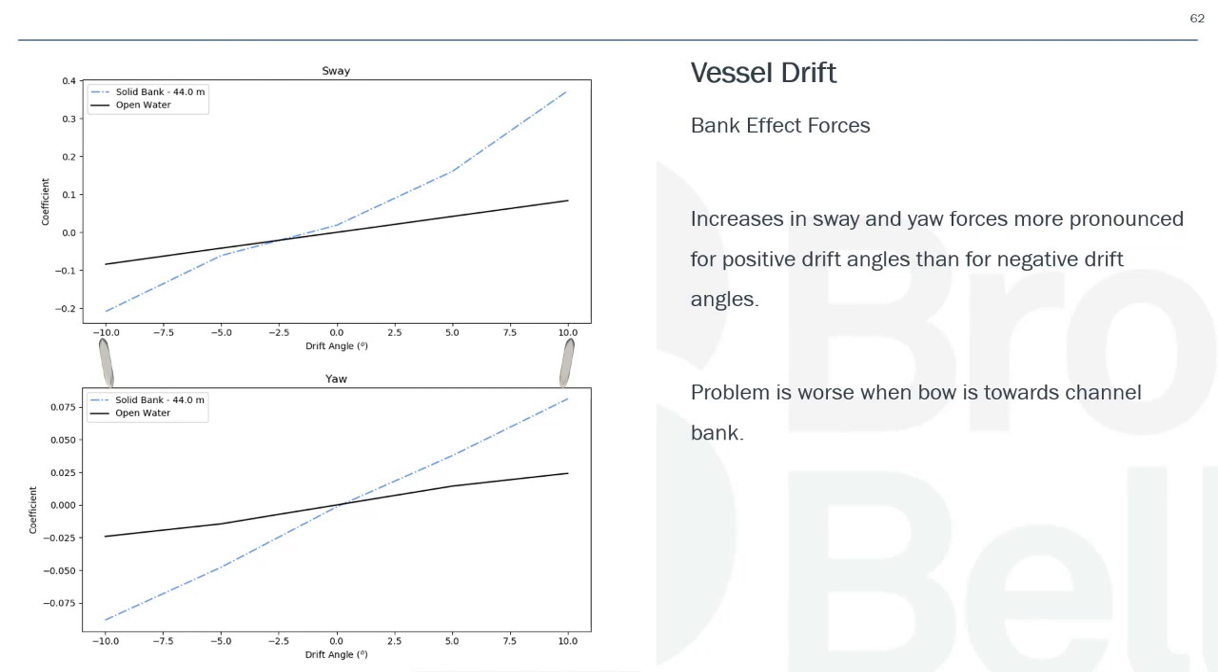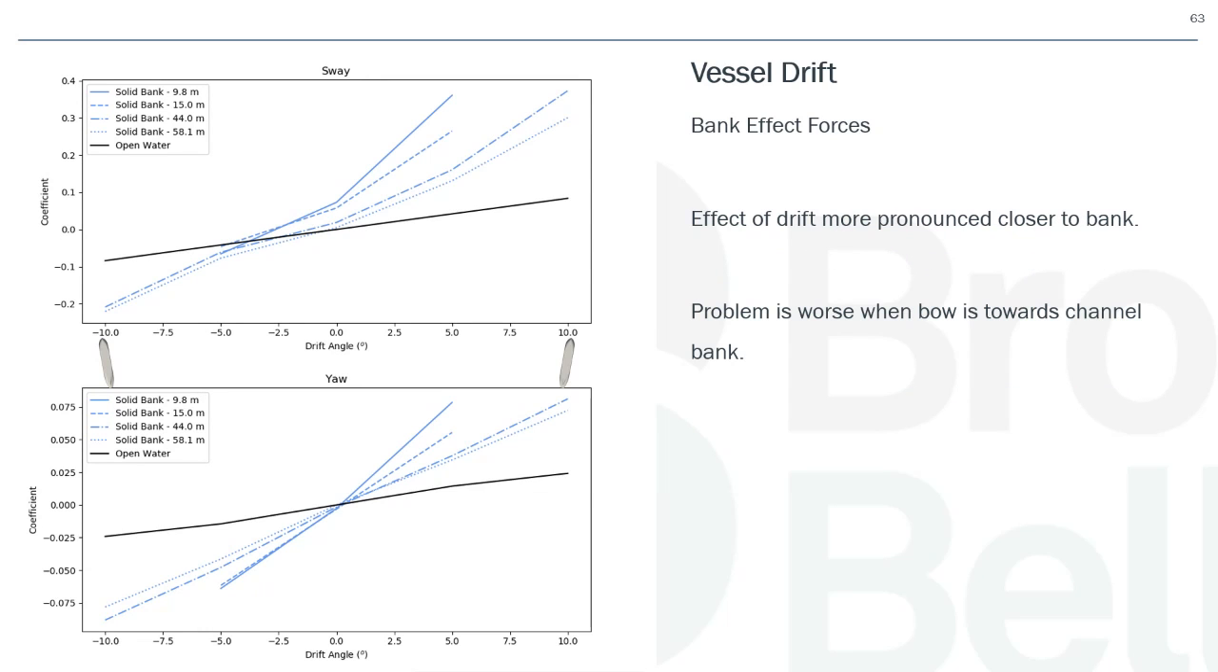So if we compare, the black line is for varying your drift angle in an open water channel, and your dotted blue line there is for varying your drift angle in a restricted channel. But this is actually for quite a far away case. So the channel is like 44 meters away, but you can see that there's a marked difference in your forces, in your sway force and your yaw force, even at this large gap case.